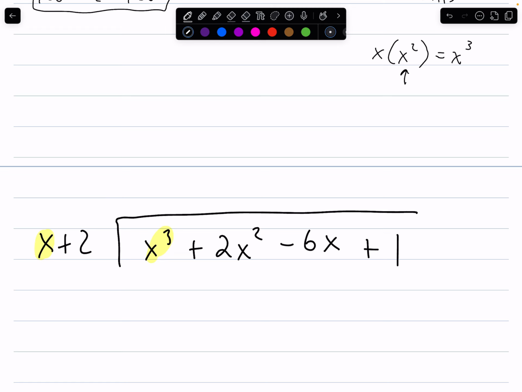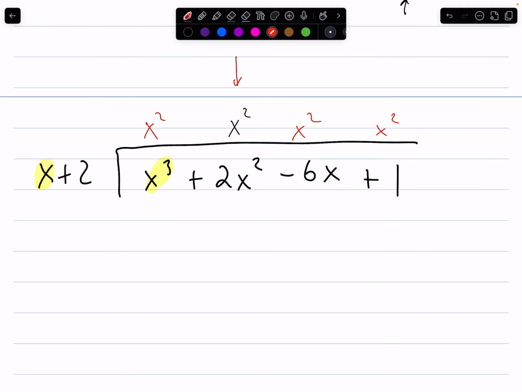So now I'm going to take x squared and put it up here. Now notice, I could have put the x squared here, or here, or here. But the reason I put it in this specific spot is because a good habit when you're doing long division is to keep all your x squared terms in line.